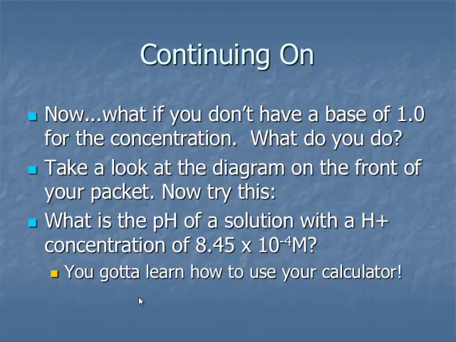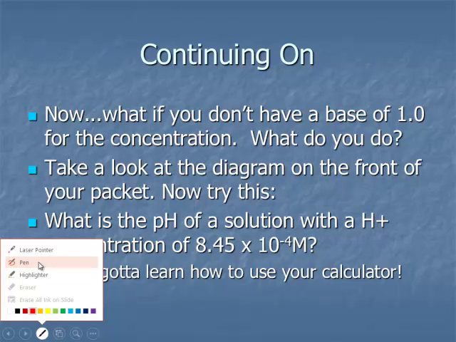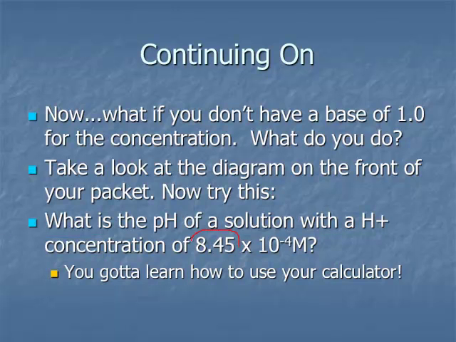What is the pH of a solution with an H plus ion concentration of 8.45 times 10 to the negative 4? So mental note here, this number right here is not 1.0. So if you thought that the pH, since we're talking about hydrogen ion concentration, is 4, well, you're close, but because you don't have a base of 1.0, you'd be wrong. So now you need to learn how to use your calculator, folks.